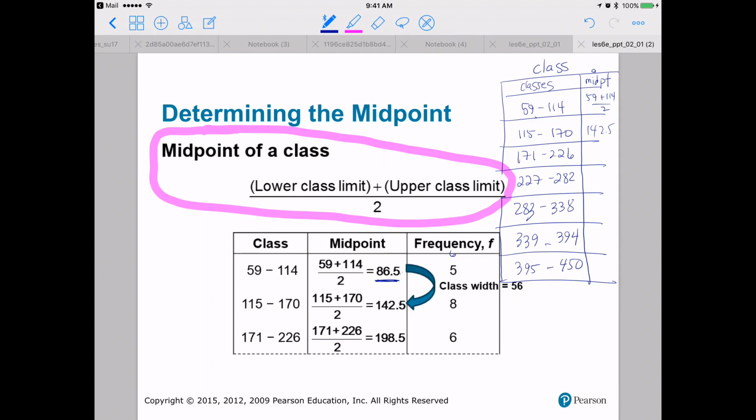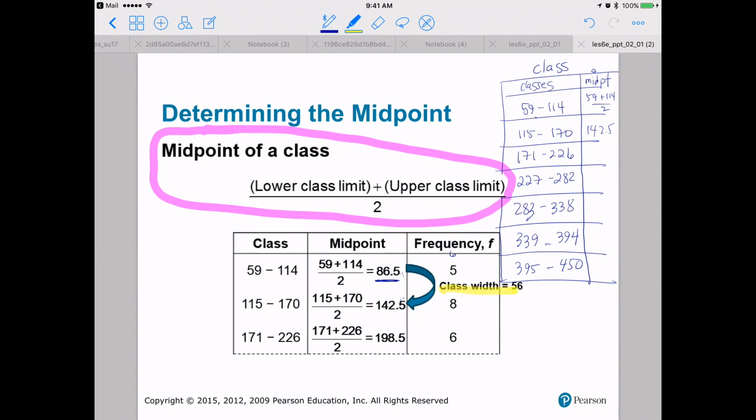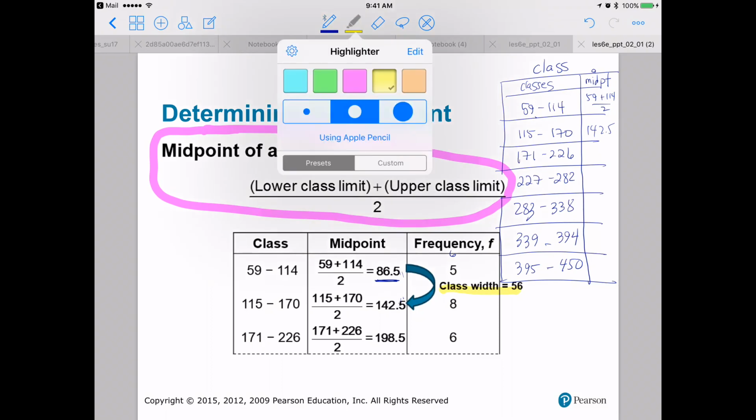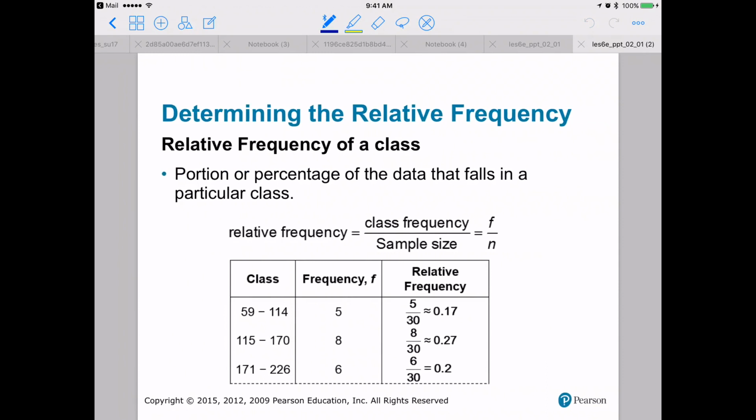Notice that the distance between the midpoints is equal to the class width. This difference here is the class width. And this difference here between the midpoints, class width. So the difference between the lower limits of any 2 consecutive classes is the class width. The distance between the upper limits of any 2 consecutive classes is the class width. And the distance between the midpoints of any 2 consecutive classes is the class width. Okay?